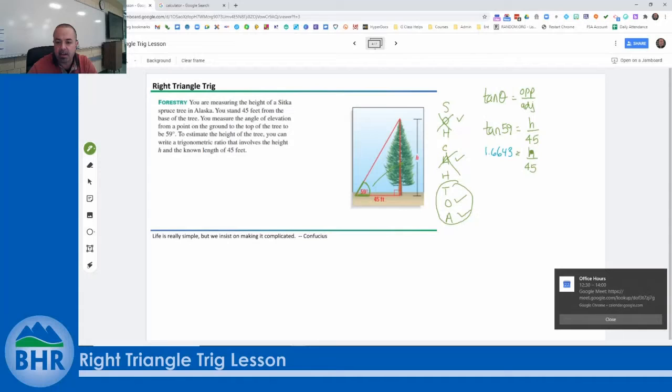This is now algebra, right? Here is my trig, and this is my algebra. And you should be able to solve that. You should be able to go through and be like, hey, I can do that. That's divided by 45, so I'm going to multiply this by 45. H is equal to, and you end up with 74.9 as the answer. Okay?